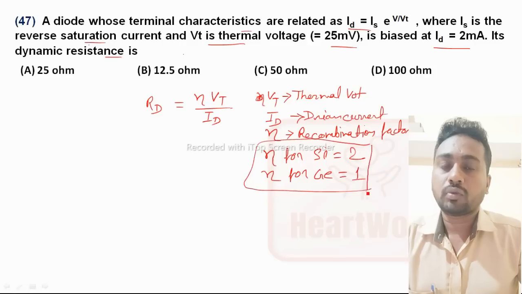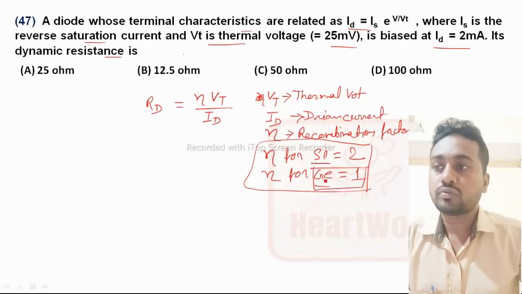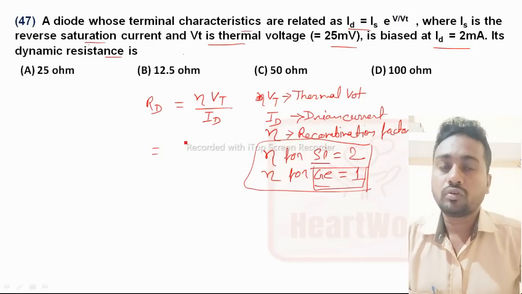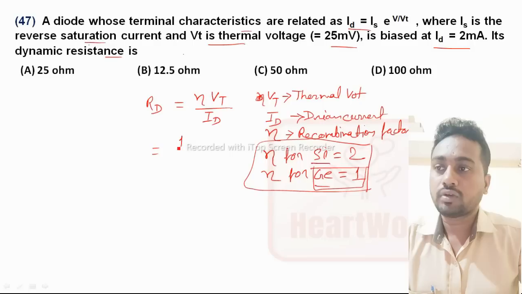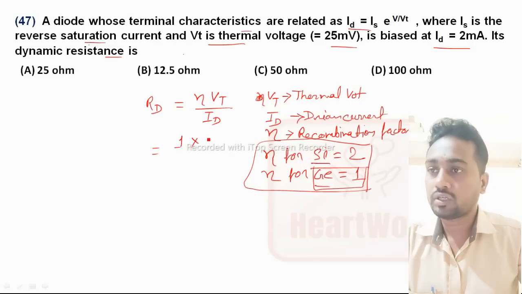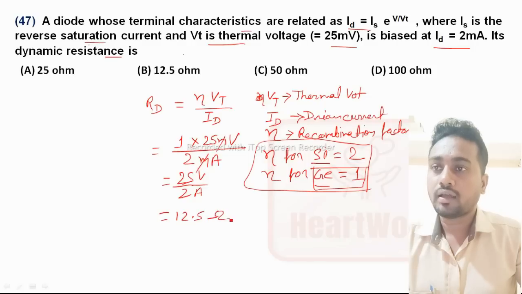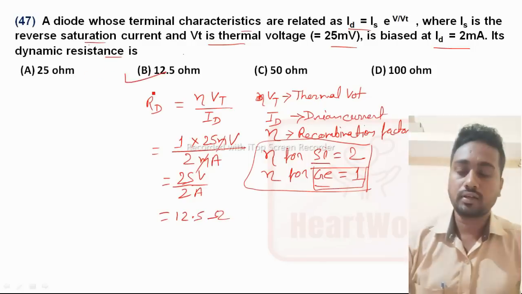In a question, if it is not mentioned whether the semiconductor is silicon or germanium, then you have to assume it is germanium only, meaning you put eta value as 1. So here, because it is not mentioned, we'll assume germanium, so eta is 1. Thermal voltage is 25 millivolt, and drain current Id is 2 milliampere. The milli cancels, so we can write 25 volt by 2 ampere. So 12.5 ohm is the answer. That is option B, the right answer.